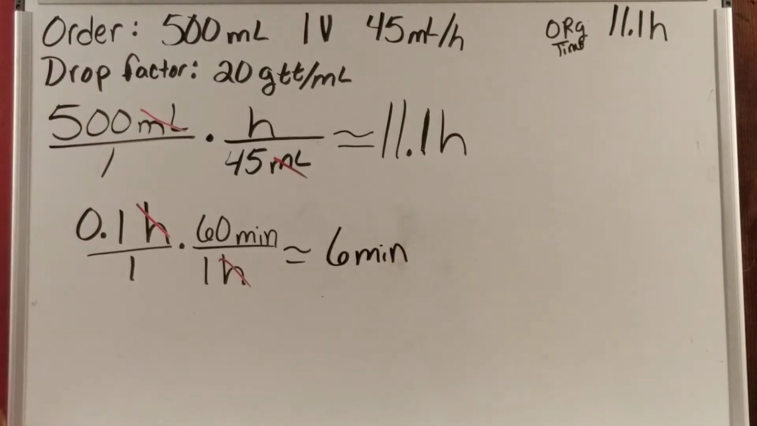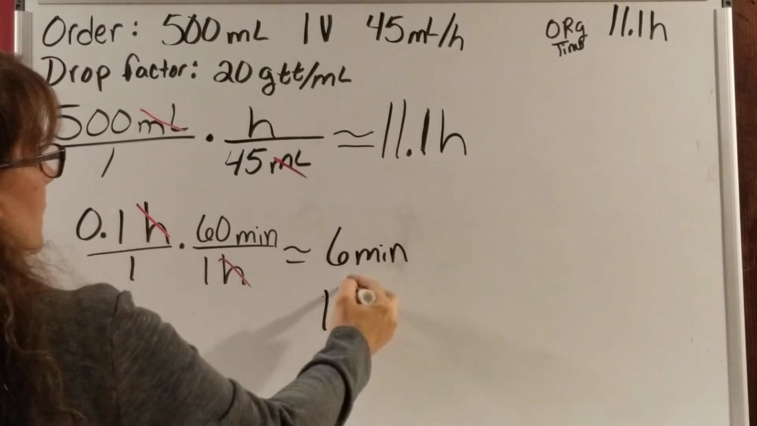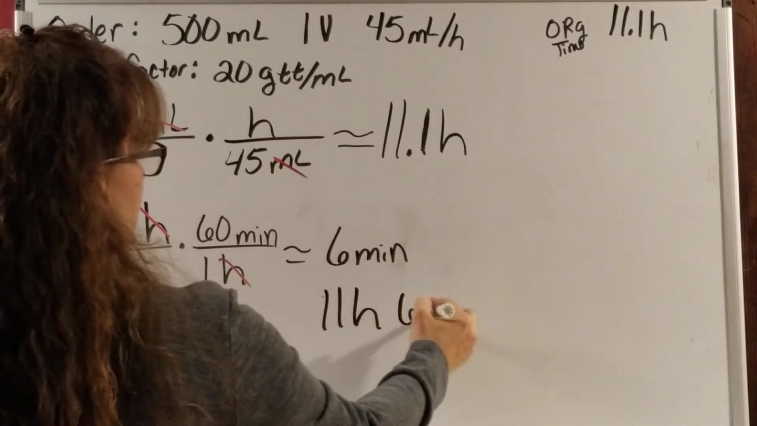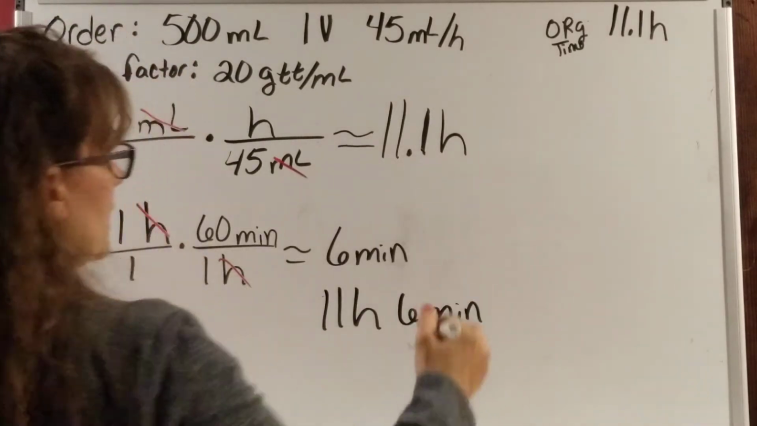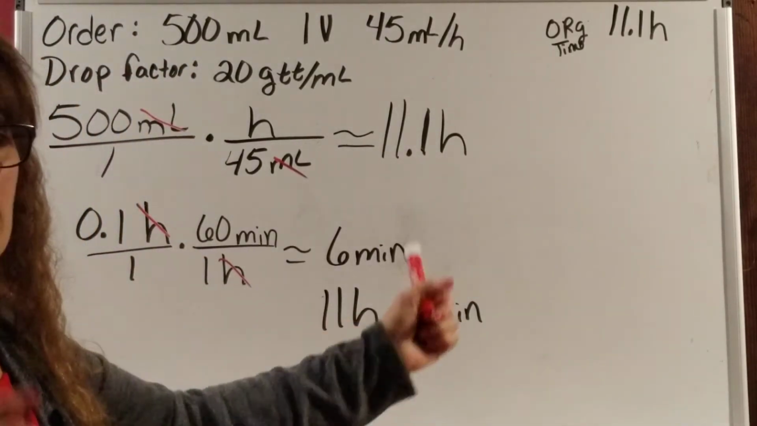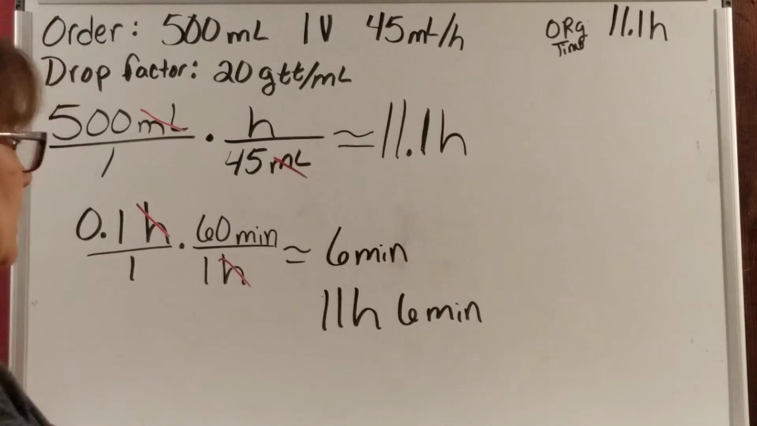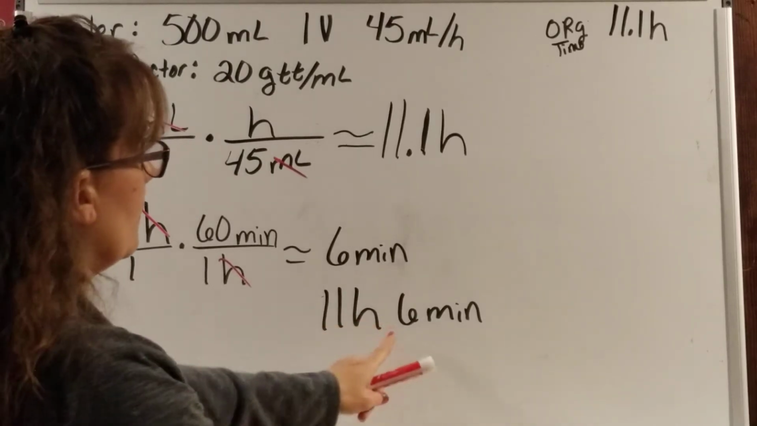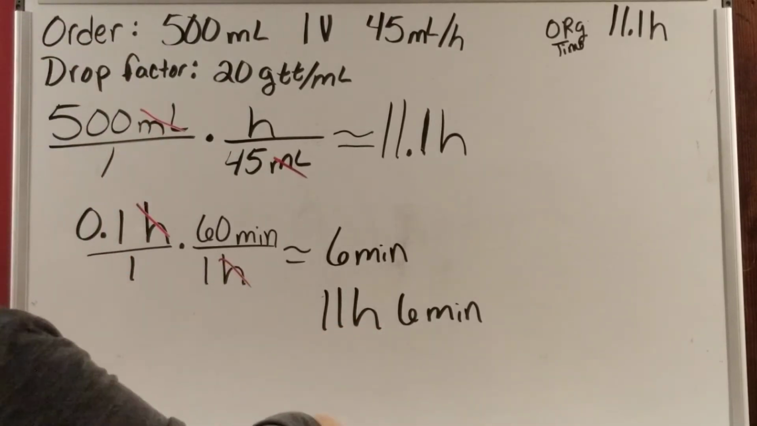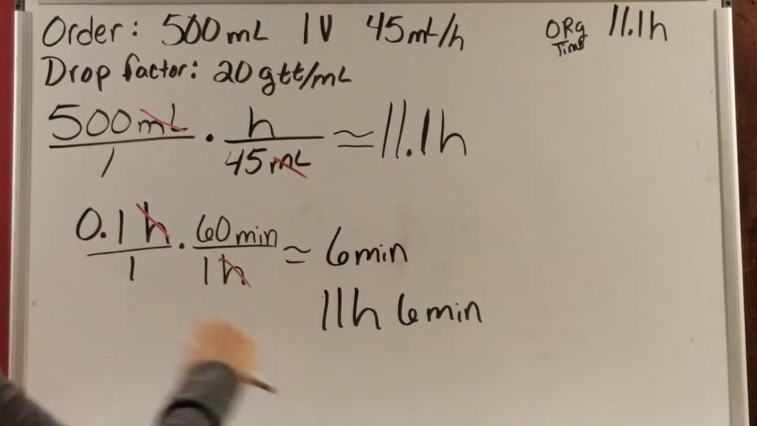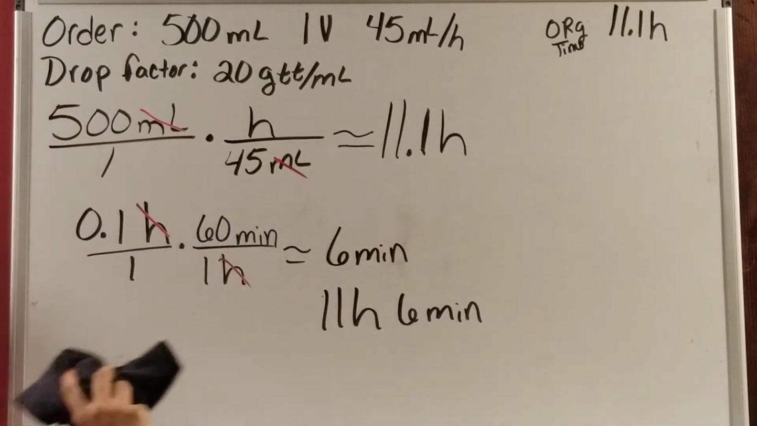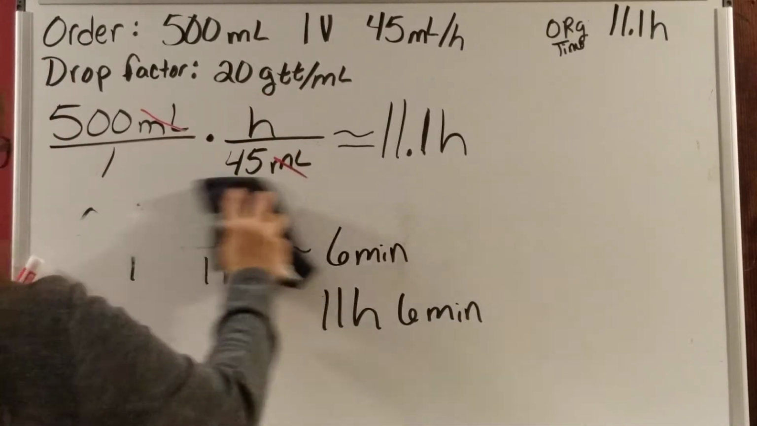So on your assignment, you would make a statement. You would say 11 hours, 6 minutes. If you put a 0 in front of that 6, just be very careful about your notation, and make sure you have an appropriate space. So 11.1 hours is how long it's going to take to infuse. I'm going to erase now.